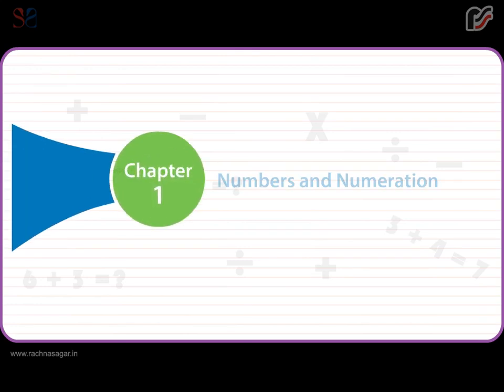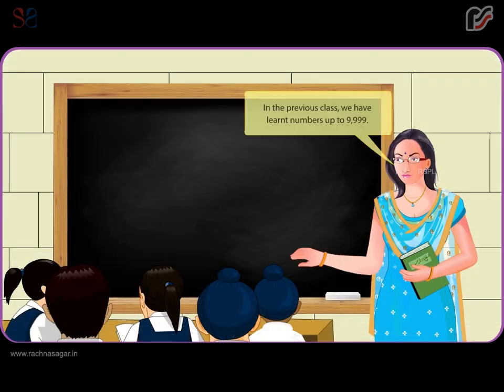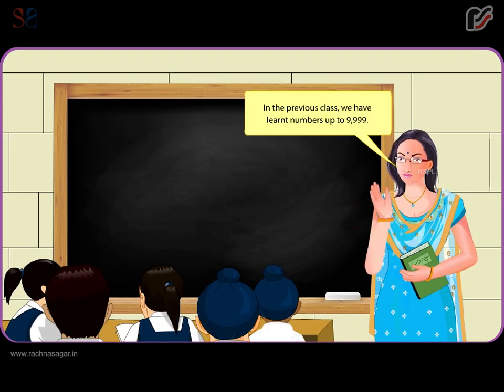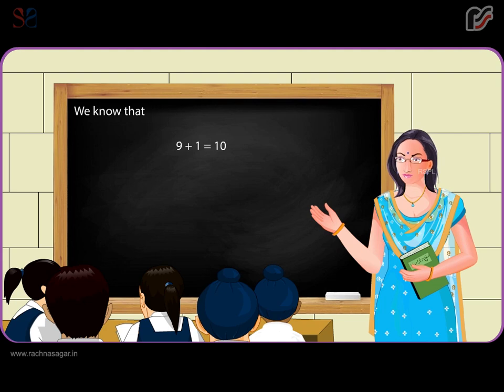Chapter 1: Numbers and Numeration. Extension of numbers up to 9,99,999. In the previous class, we have learnt numbers up to 9,999. We know that 9 plus 1 is equal to 10.